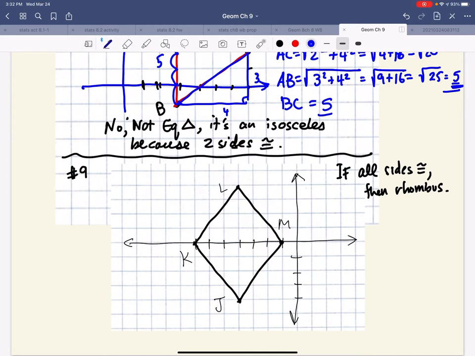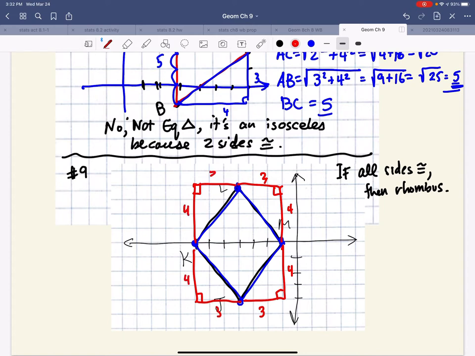So let's verify if that is the case. We have to see, is KL equal to LM equal to JM equal to KJ? And we can do that with these invisible right triangles. And they all do look the same. So I'm actually feeling pretty good about this. This is a 3x4 right triangle, 3x4. This is a 3x4 right triangle. This is a 3x4 right triangle, and this one is too. So the distance KL is equal to the square root of 3 squared plus 4 squared. And 9 plus 16 is the square root of 25.